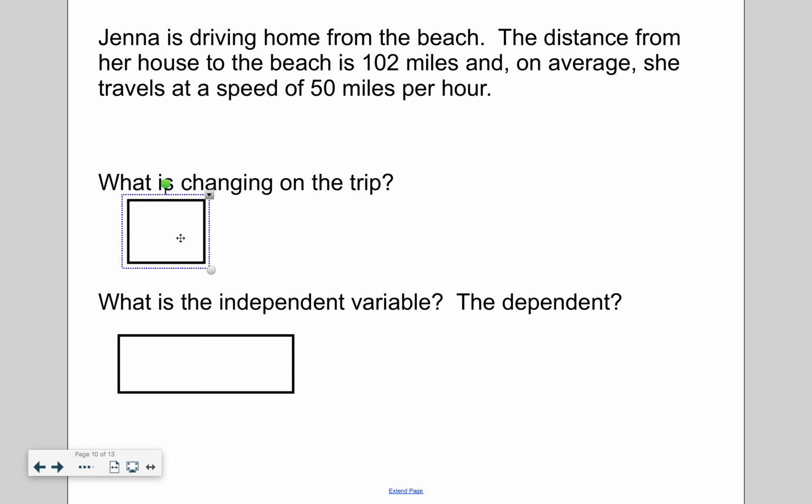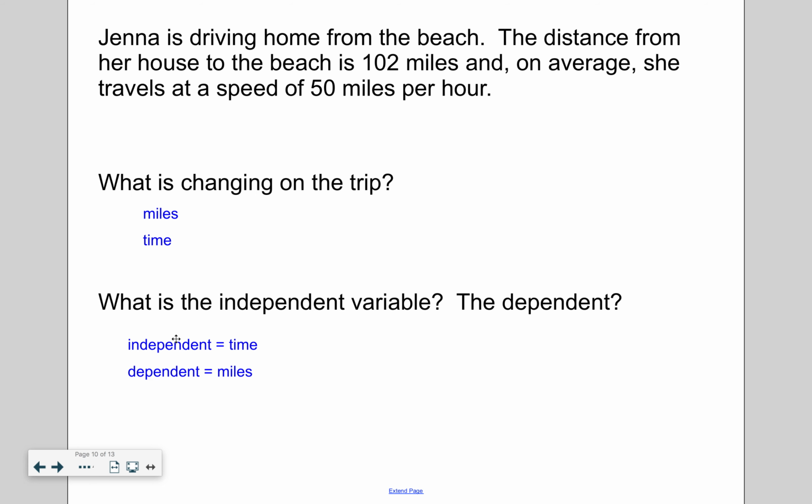Again, push pause and think about it. And which one's the independent, which one's the dependent? Push pause and take a guess. All right. The miles are going to change, and the time she's driving is going to change. The independent will be the time. Time is always the independent variable. If time is one of your variables, it's always the independent. And the miles will depend on how long she has been driving.